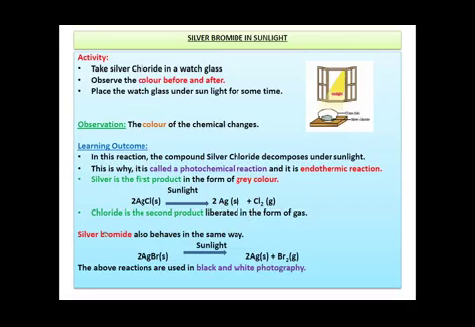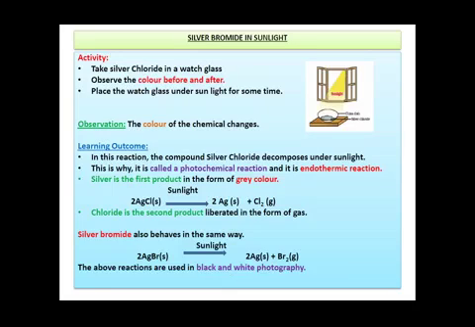The same way goes with silver bromide. Silver bromide, under the action of sunlight, also gets changed into silver and bromine. These two reactions of silver chloride and silver bromide, the photodecomposition of both of them, are used in black and white photography.